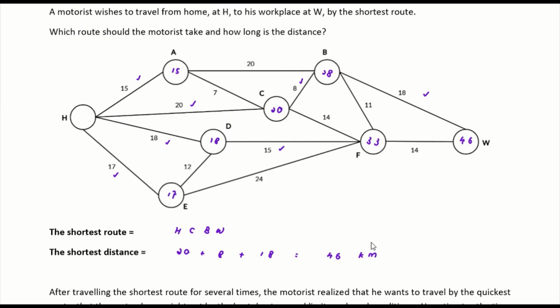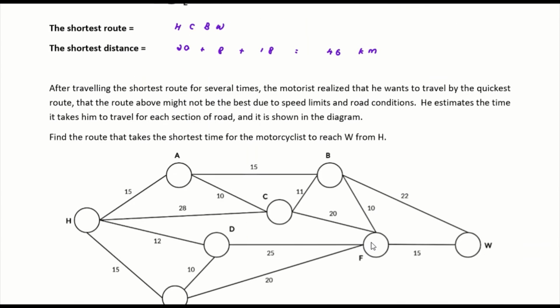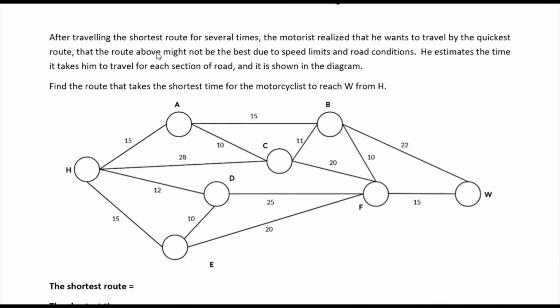Okay, so that's pretty straightforward. Now let's look at the second part of the question. After traveling the shortest route several times, the motorist realized that he wants to travel by the quickest road, that the route above is not the best because of the speed limits and also the road condition. So he tried to estimate the time it takes for each section of the route, as shown in the diagram.